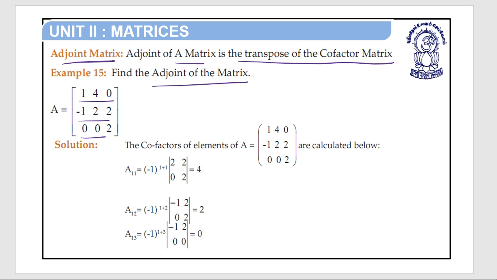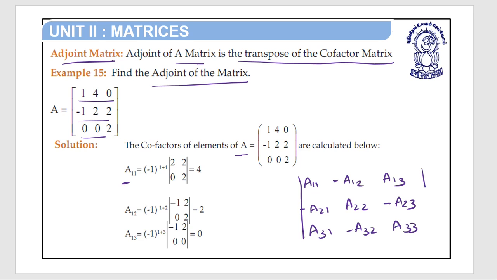The cofactors of the elements of A: A11, the cofactor, means minus 1 raised to 1 plus 1, or you can easily write it as A11 minus A12, A13 minus A21, A22 minus A23, A31 minus A32 and A33.